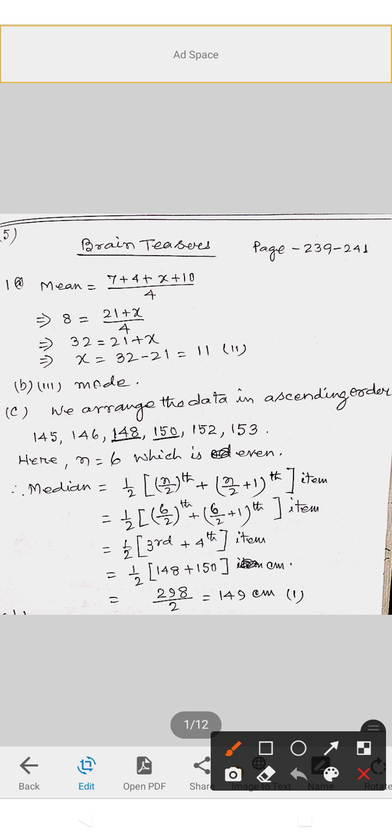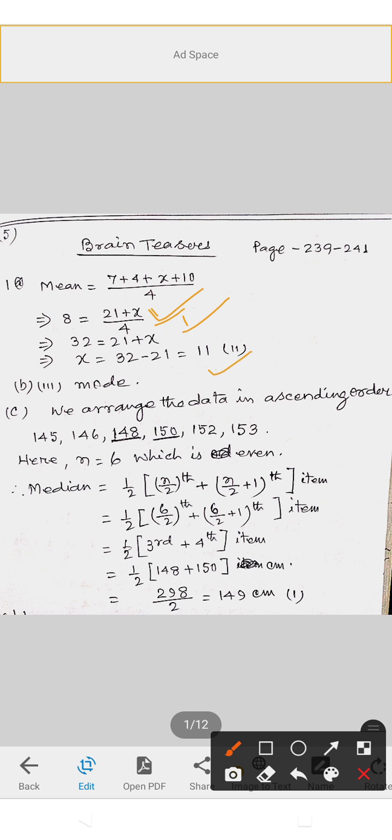You know that mean equals sum of all observations divided by the number of observations. Here total number of observations is 4. So mean equals (7 + 4 + x + 10) by 4, and mean is given as 8. So 8 = (21 + x) by 4, so 32 = 21 + x. Therefore x = 32 - 21 = 11. So second option is the correct answer.